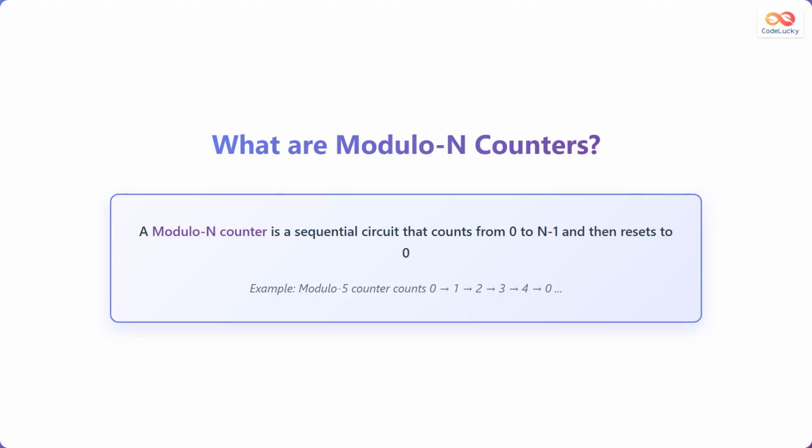A Modulo-N counter is a sequential circuit that counts from 0 to n-1 and then resets back to 0. For example, a modulo 5 counter counts in the sequence 0, 1, 2, 3, 4, and then back to 0, repeating the sequence.